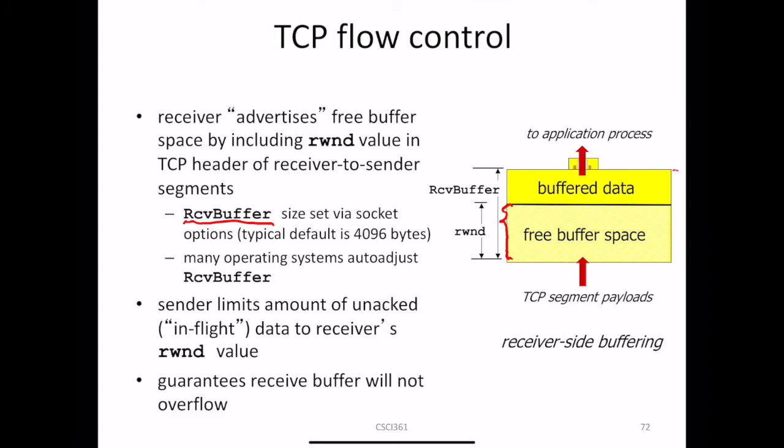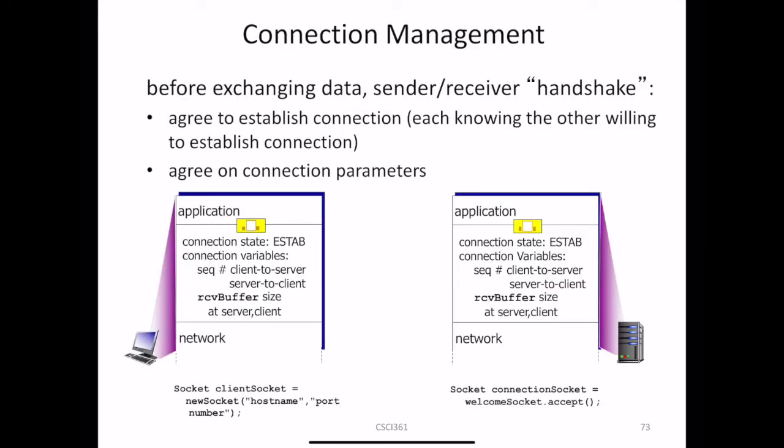The entire buffer we call the receiver buffer. Therefore, when the sender receives this RWND value, based on it the sender can adjust the sender window size to limit the amount of unacked data sent to the receiver side, in order to guarantee the receiver buffer will not be overloaded. Let's continue to see the connection management.